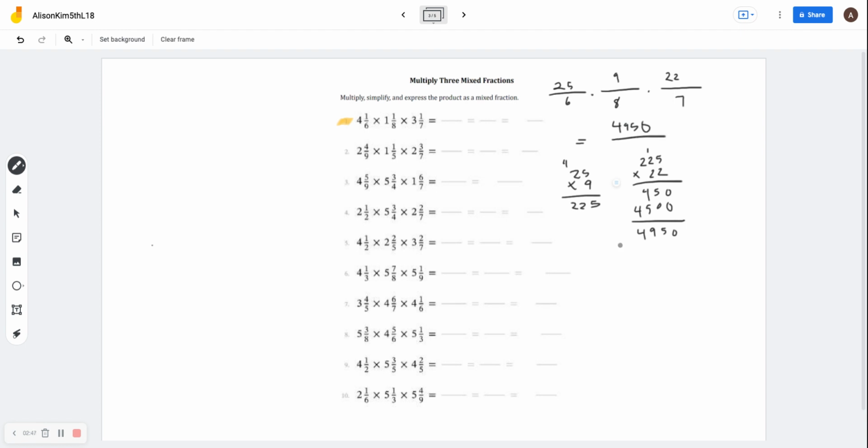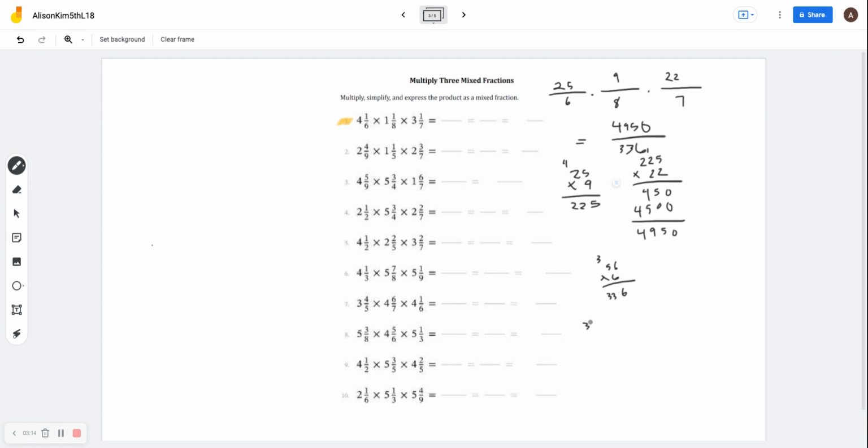Now let's find the denominators. 7 times 8 is 56, so let's do 56 times 6. 6 times 6 is 36. 5 times 6 is 30. 30 plus 3 is 33, so 336. So our fraction would be 4950 over 336. And this can be simplified, and it could be turned into a mixed fraction. And it wants us to turn it into a mixed fraction, so let's do that first.